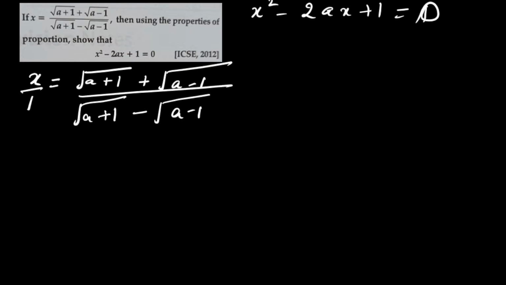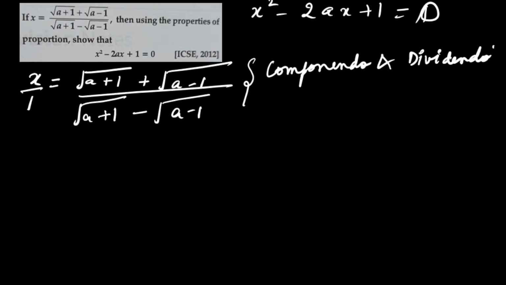So how do we have to do? See, same way we have to do like we did in the previous question. Just remember, whenever there is the same term, here also root a plus 1 and root a minus 1 are there. They are getting added and subtracted. If the same numbers are getting added or subtracted, what do we have to do? We have to apply componendo and dividendo. So you have to mention here componendo and dividendo. Componendo and dividendo is the sum of the numerator and denominator, and the subtraction of the numerator and denominator.